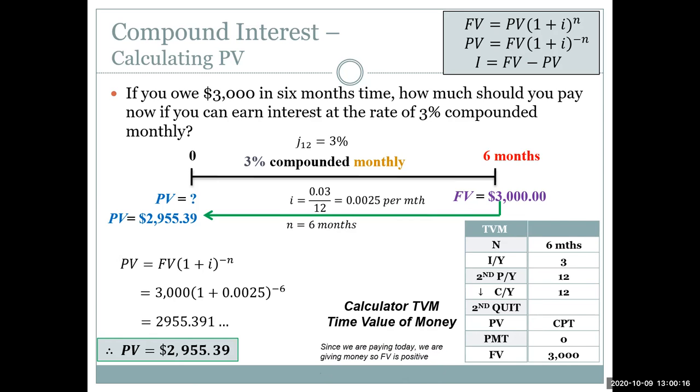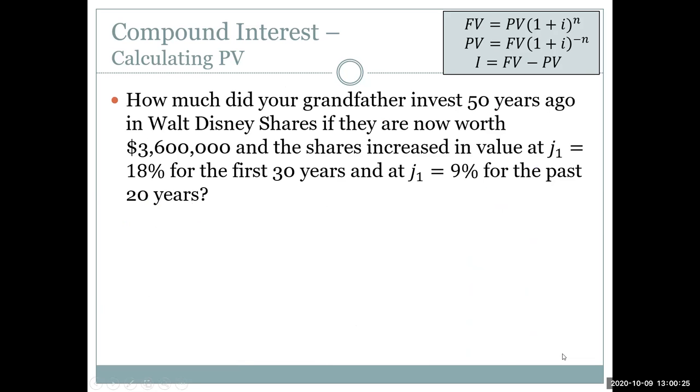Notice here, since we would be paying today, we're giving money away, so the future value is positive. Here's an example that you can try on your own and bring it to class with you next time, and we'll compare answers.